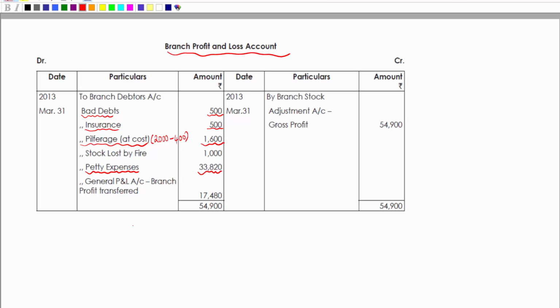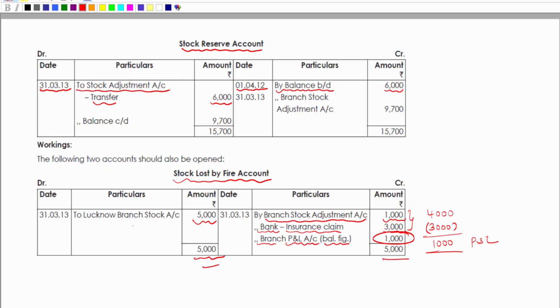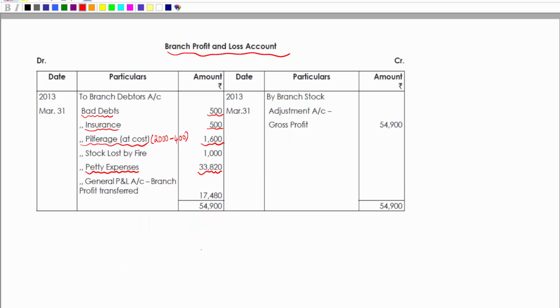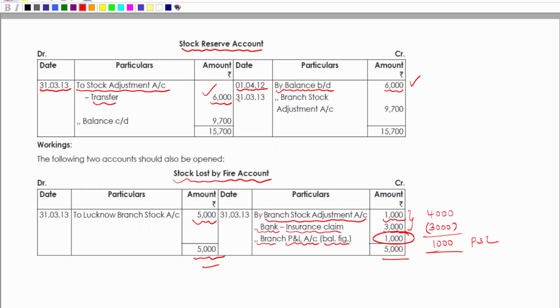Do we have any other account still pending? I think we had stock reserve account. Yes, stock reserve account opening balance is what we have transferred to stock adjustment account. Similarly, there was a closing stock. That closing stock had a loading of 9,700, so that should go to stock reserve account 31/3/2013, to balance carried down 9,700, and it is transferred to branch stock adjustment 9,700. In that way the stock reserve account is closed.